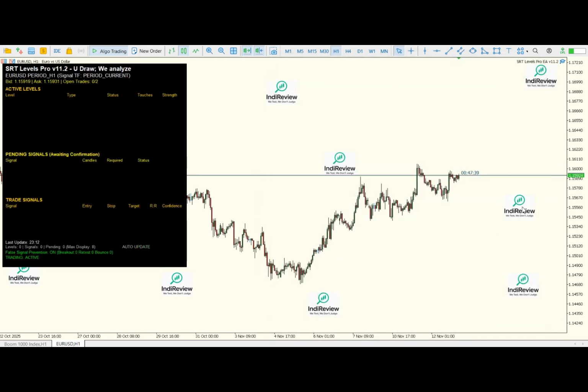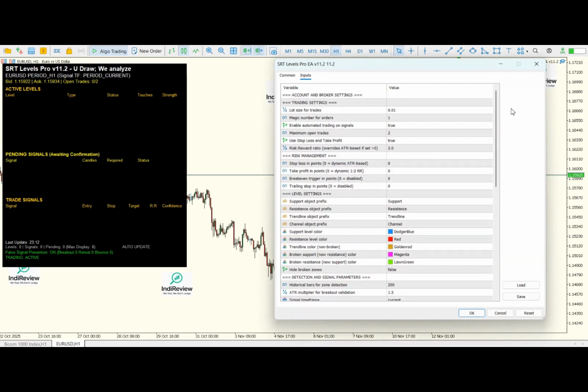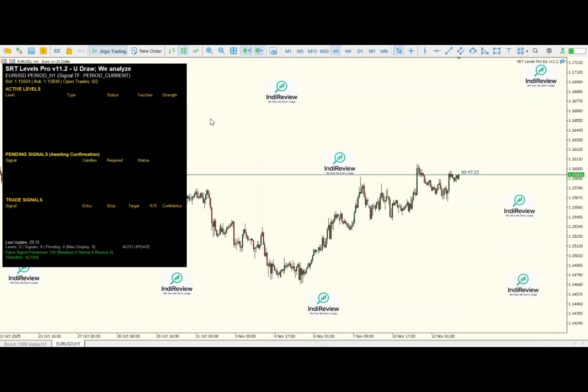There will be separate videos to talk about the various input parameters of this product, right? We'll look at those later on in a video on that. But let's look at what we have on our screen.